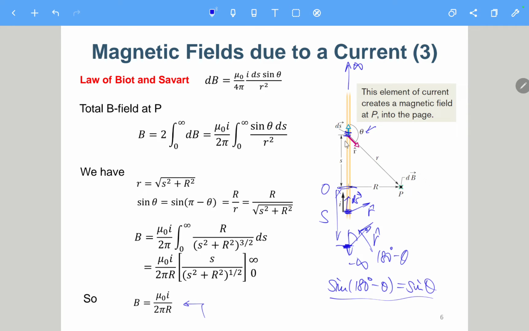Okay, which means that for this segment and this segment symmetrically, all the other variables are the same, and sine of theta is also the same, which means that if we need to integrate dB from negative infinity to infinity, this is an even function, so we can just cut it by half from 0 to infinity, and then we multiply by 2, so just do something like this.